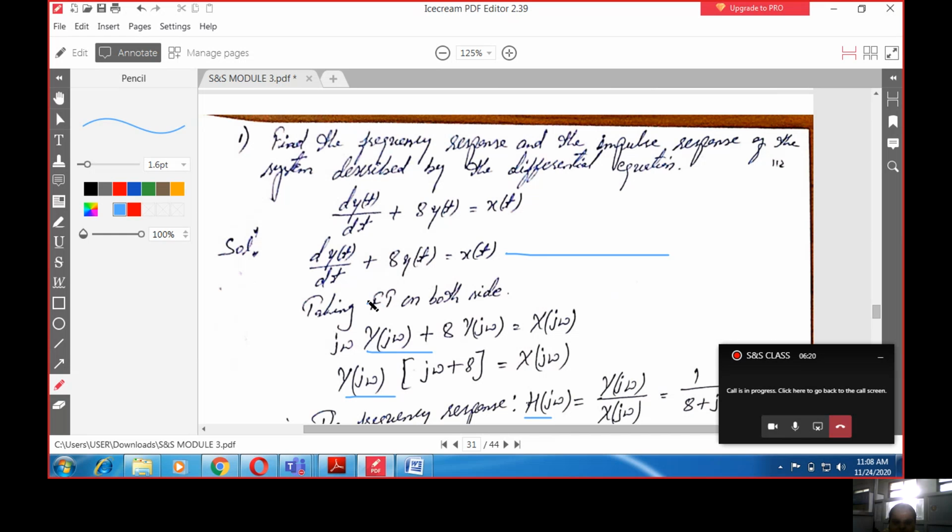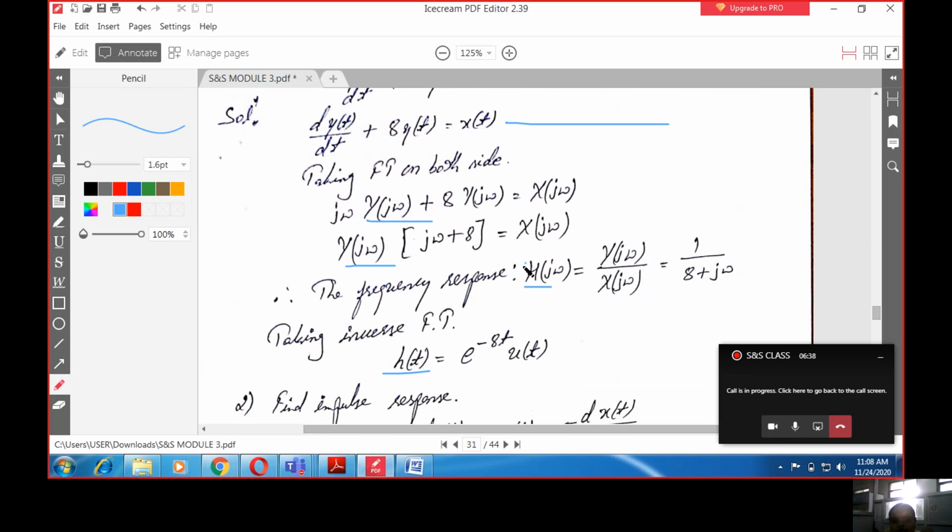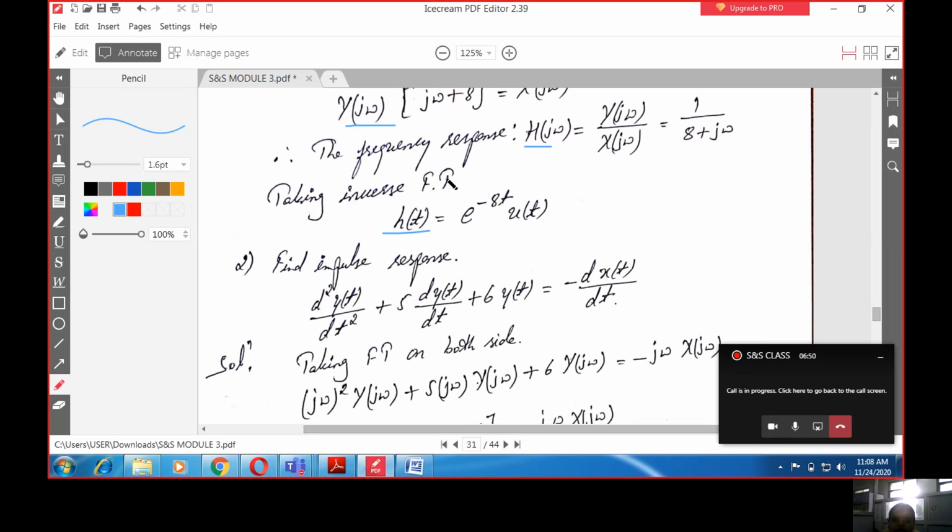Taking Fourier transform on both sides, differentiation of y(t) with respect to t becomes j omega Y(j omega), plus 8 Y(j omega), is equal to X(j omega). Take Y(j omega) common, then the frequency response is H(j omega) = Y(j omega)/X(j omega) = 1/(8 + j omega). Then taking the inverse Fourier transform, h(t) = e^(-8t) u(t).